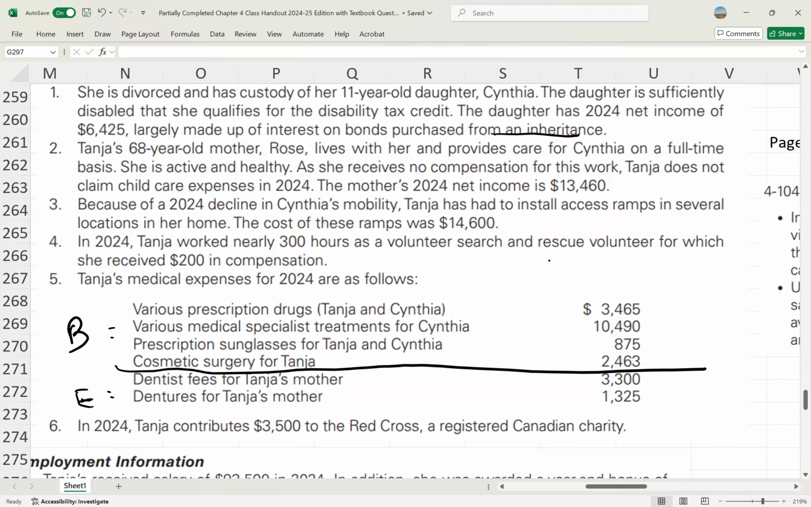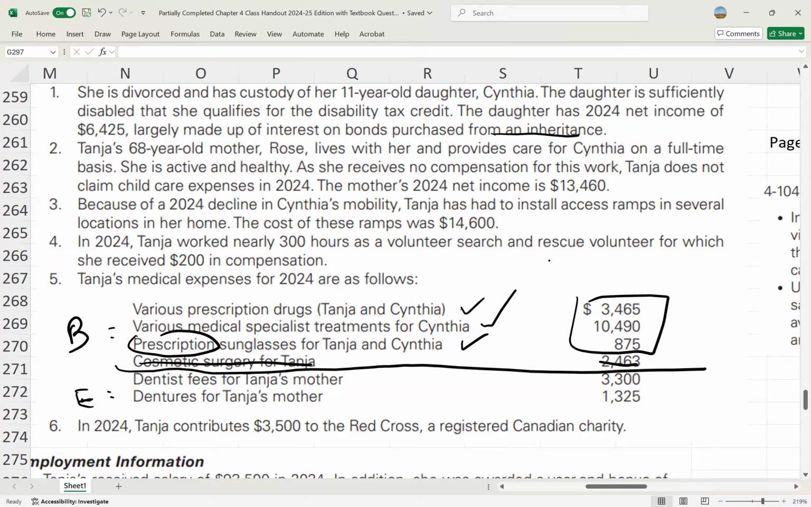So we just quickly scan these ones. Prescription drugs, those are fine. Medical specialists, those are fine. Now, when it comes to sunglasses, as long as they're prescription, they do qualify. If they were not prescription, they would not qualify. But because they are prescription, they do qualify. And then we get cosmetic surgery for Tanya. And once again, remember we said anything that's cosmetic in nature does not qualify. So these are the amounts that would qualify for the B amount.